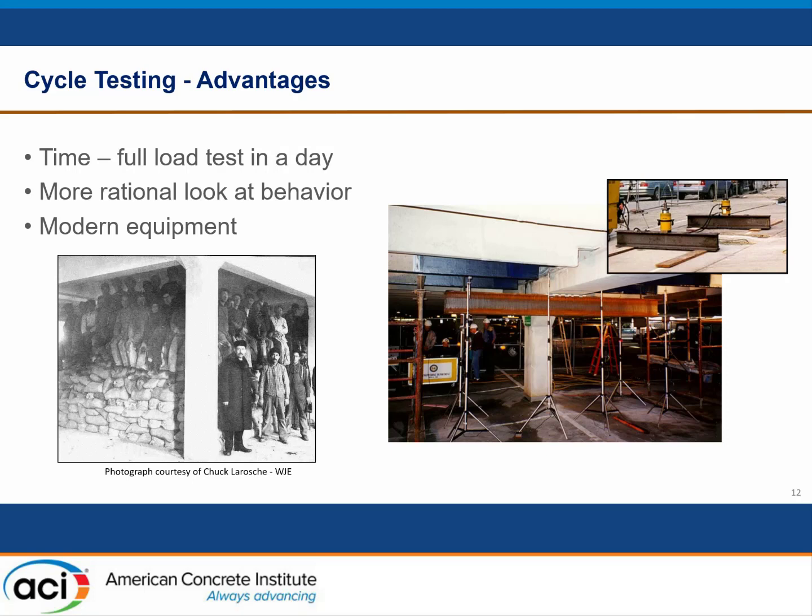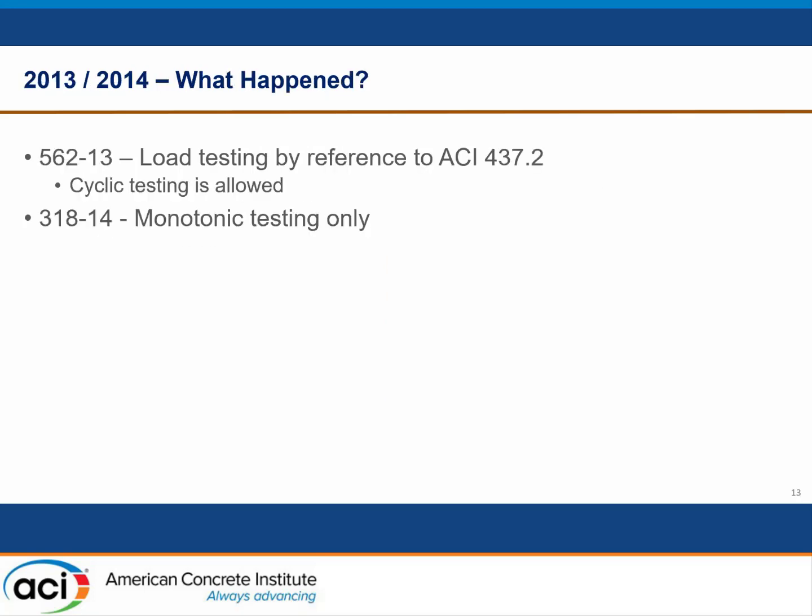So, right now in our story, we're at this 2013 period, 2013-2014. The ACI repair code committee has allowed, by reference to ACI 437.2, that cyclic testing is now allowed. ACI 318 only allows for monotonic testing. So we have 2 different documents by ACI that allow 2 different methods for load testing.